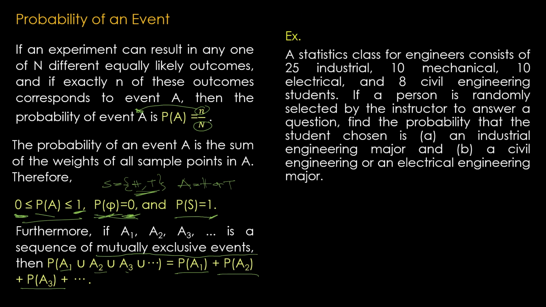Example. A statistics class for engineers consists of 25 industrial, 10 mechanical, 10 electrical, and 8 civil engineering students. If a person is randomly selected by the instructor to answer a question, find the probability that the student chosen is A, an industrial engineering major student, and B, a civil engineering or an electrical engineering major student. To answer the problem, letter A, our first task is to determine the total number of possible outcomes. That would be the total number of students.